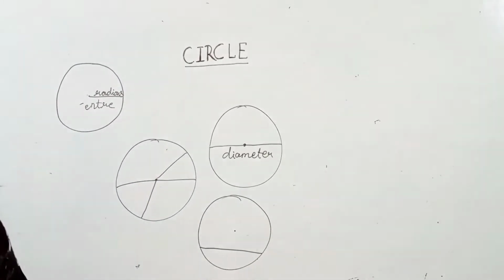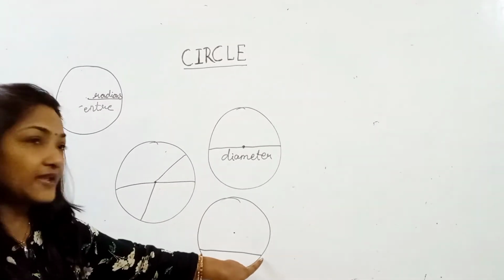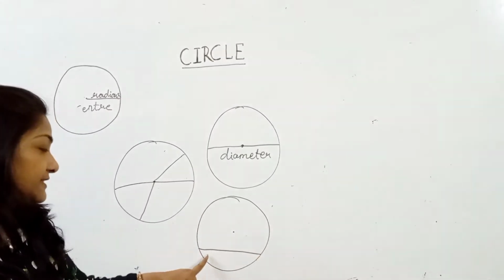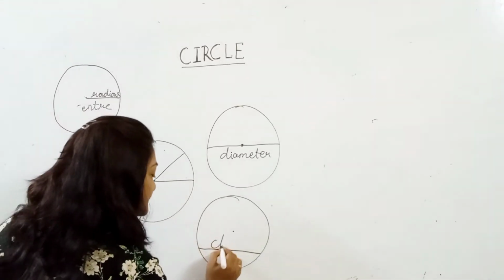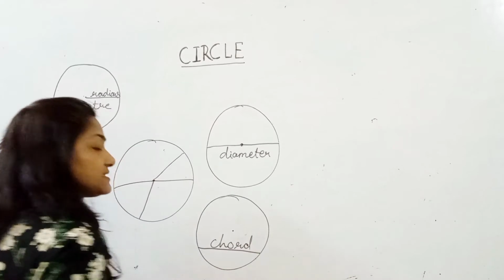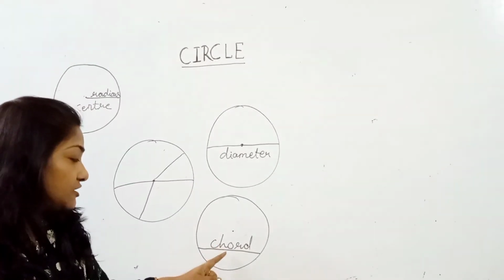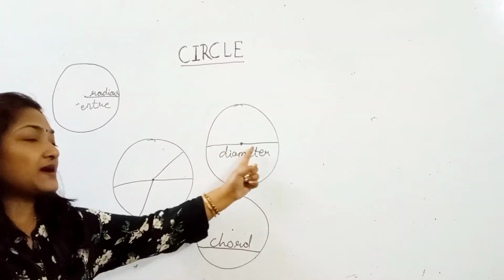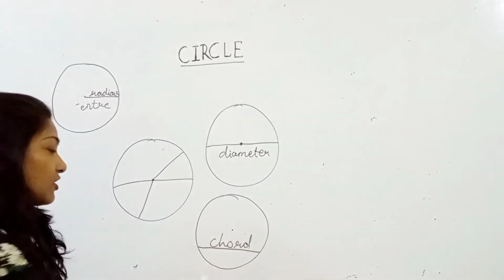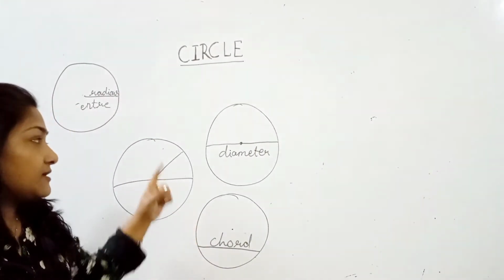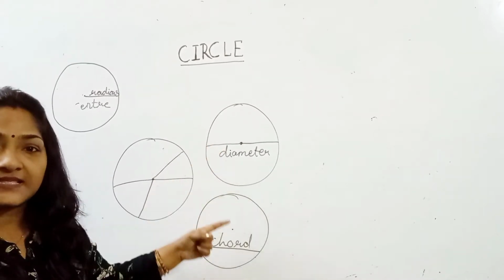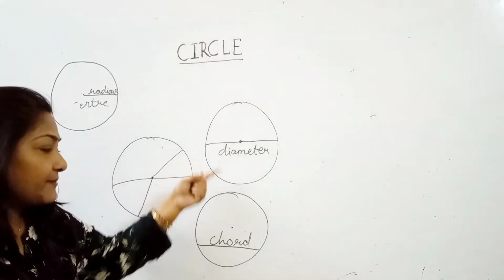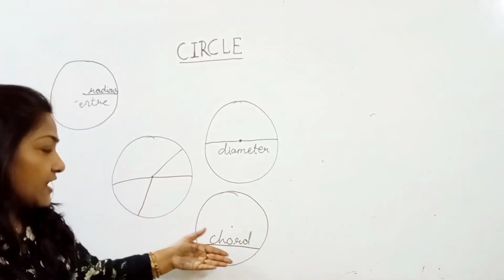Next, this is also a line segment. When the endpoints of the line segment are joined to points on the circle, then this is known as your chord. But what is the difference between the diameter and the chord? The diameter passes through the center, but the chord does not pass through the center. That means a diameter is a chord, but every chord is not a diameter. That is the main difference between the diameter and the chord.